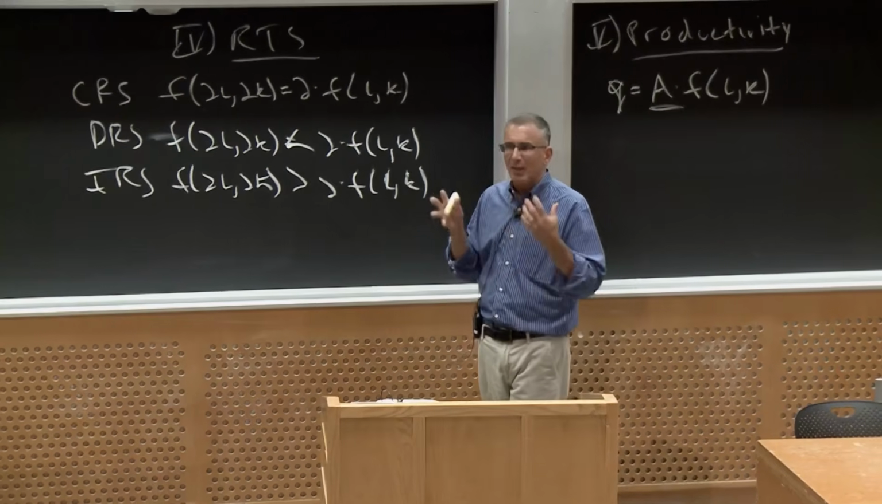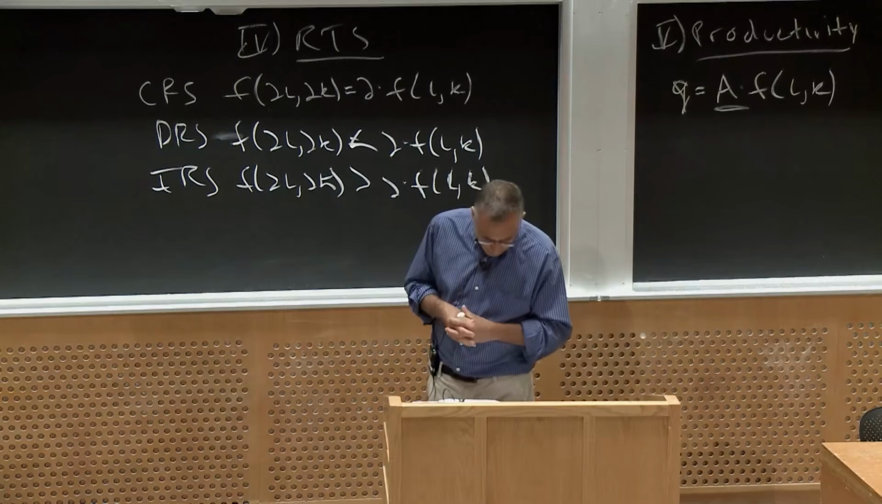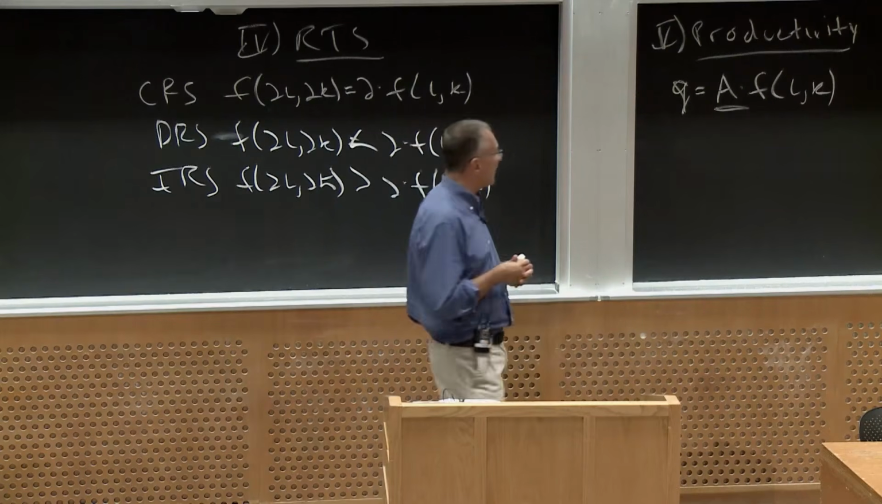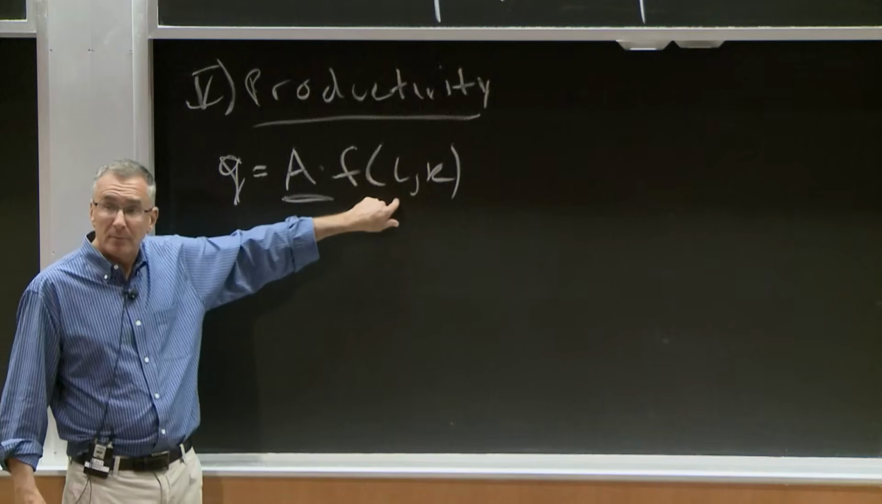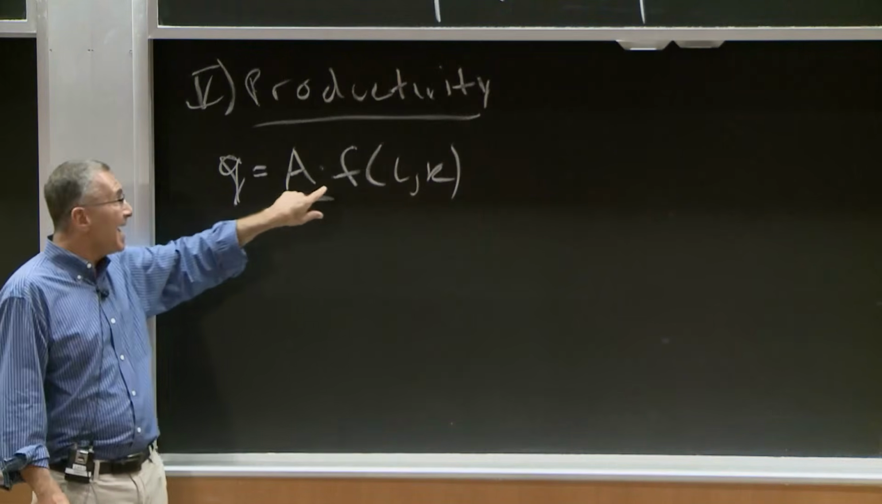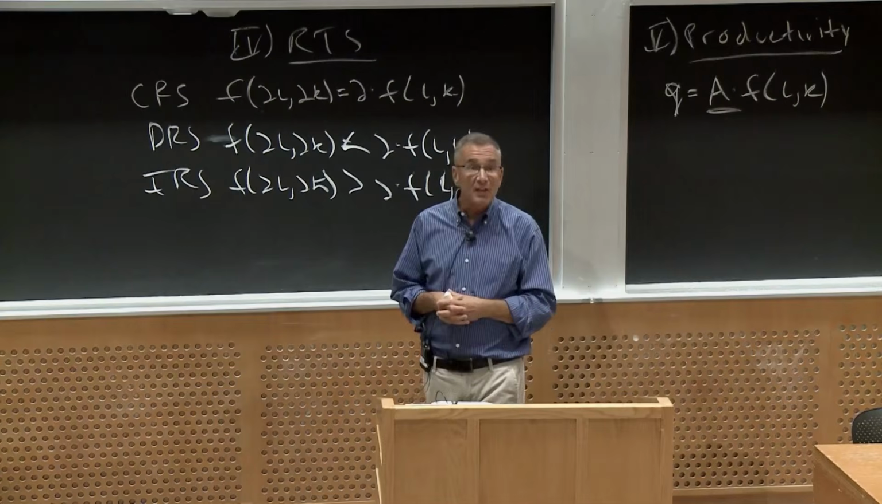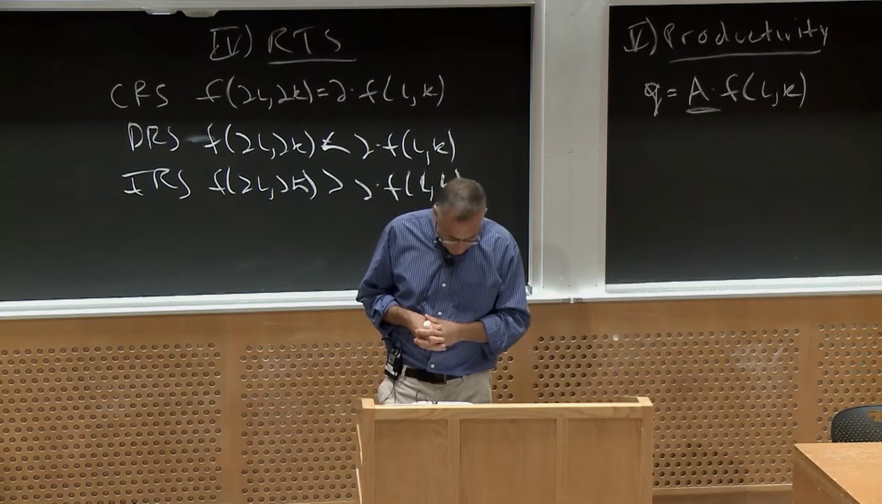Think of that as our standard of living. How much stuff do we have per person? Okay? What's going to determine that? Three things: how hard we work, how many machines we have, and how productive we are with those inputs. Those are three things that will determine how much stuff we have.